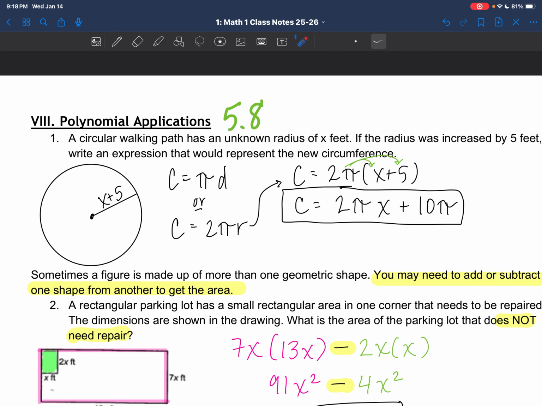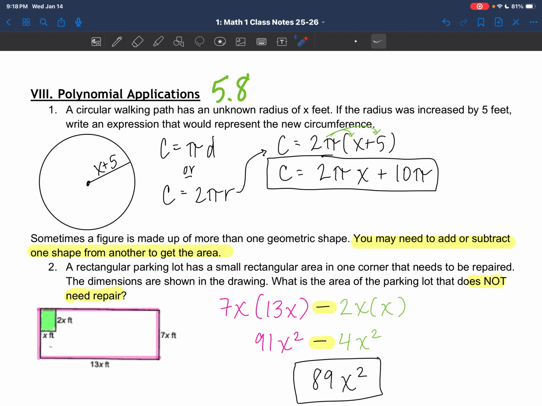And then you need to remember the formulas for circumference. Its circumference is pi times diameter. Well, it didn't give us the diameter, so remember that 2 radii equals 1 diameter. So we're going to use this formula and plug it in here. So circumference equals 2 pi times, and instead of the radius, we're going to put x plus 5.